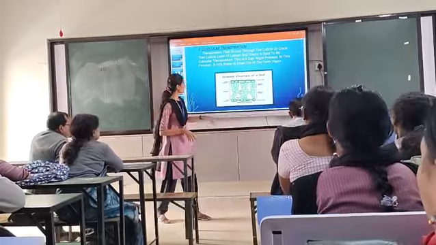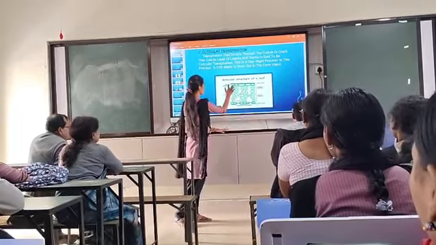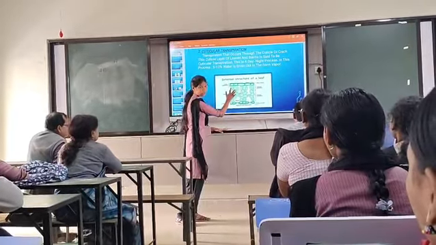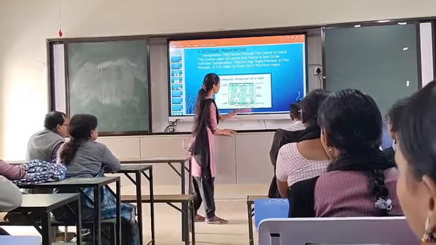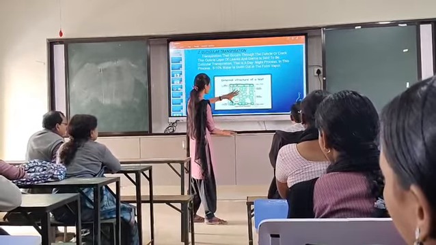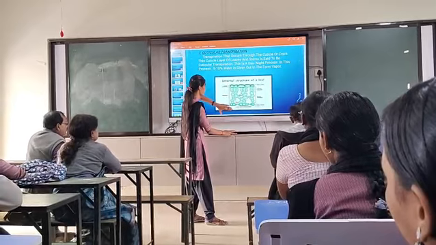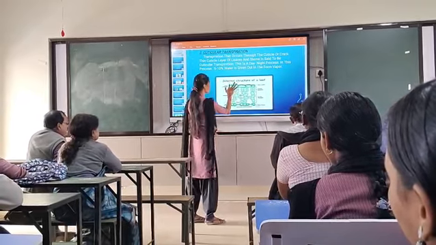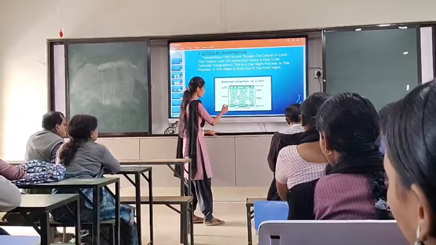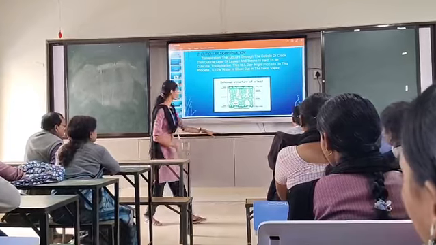We can see a leaf structure, and the upper part above the epidermis is the cuticle. It is a waxy cuticle. It is present on both surfaces: in the upper epidermis, the cuticle is present, and below the lower epidermis, the cuticle is also present.